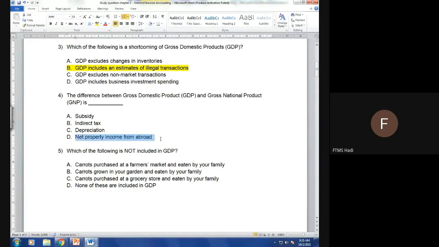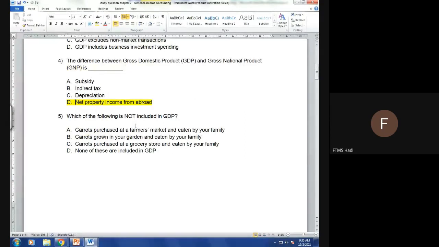Okay, number 5, which of the following is not included in GDP? Yang tak masuk dalam GDP. The first one, carrots purchased at the farmer's market and eaten by your family. Masuk ke tidak ni GDP? Purchase, right? That means consumption, yes. The second one, carrots grown in your garden and eaten by your family. And then the third one, carrots purchased at a grocery store and eaten by your family.